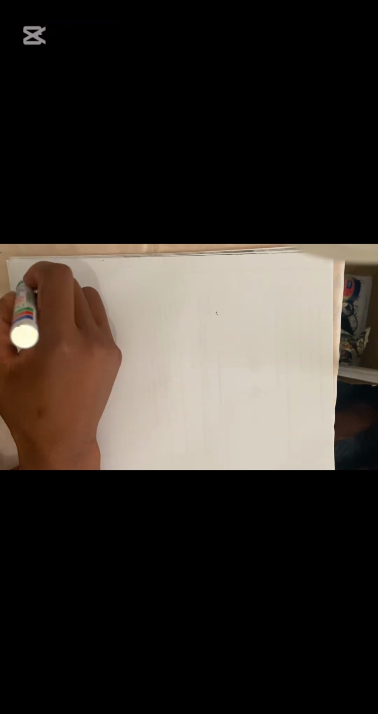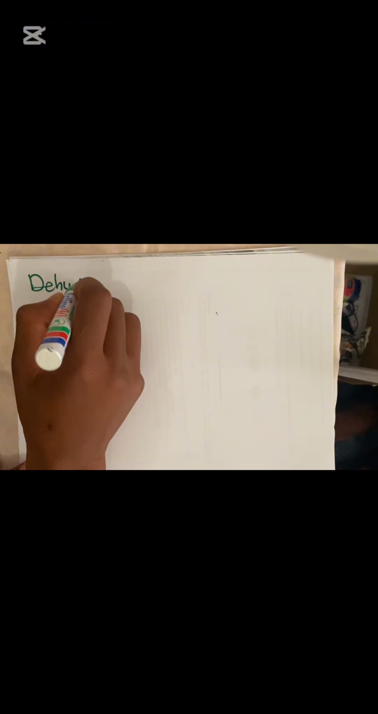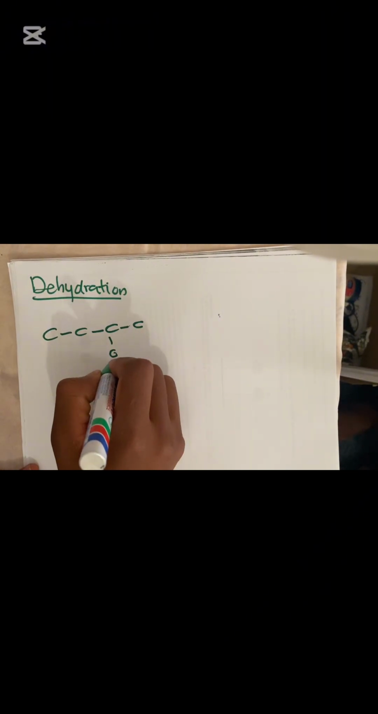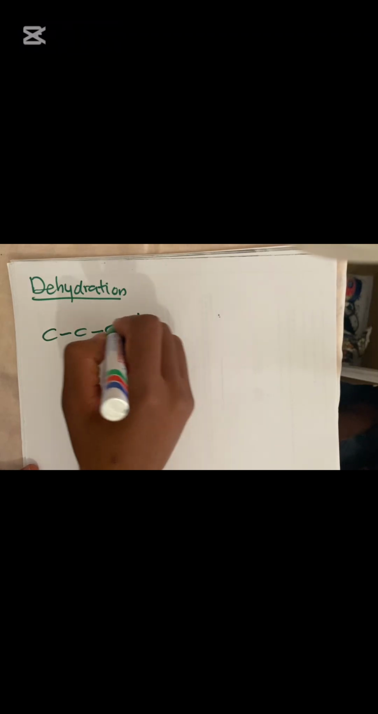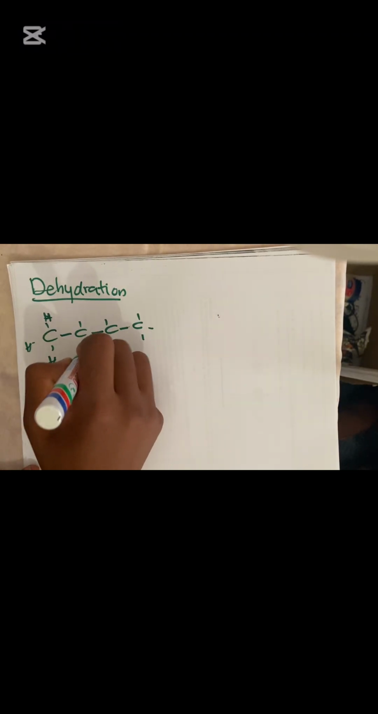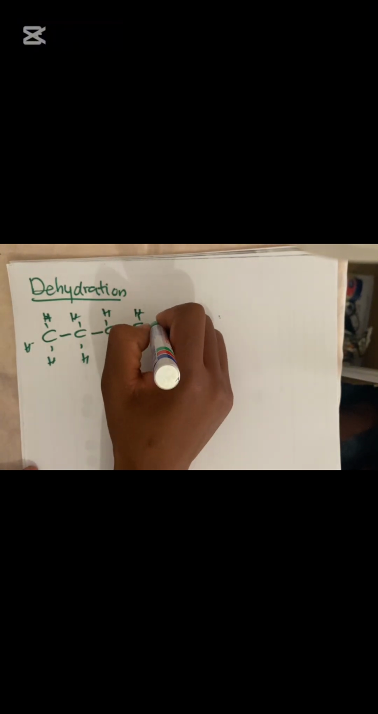Let's start with dehydration. To hydrate means to add water. To dehydrate means to remove water. To eliminate is to remove, guys. So we'll be having an alcohol. This is our alcohol, and we are going to be removing water from this alcohol.